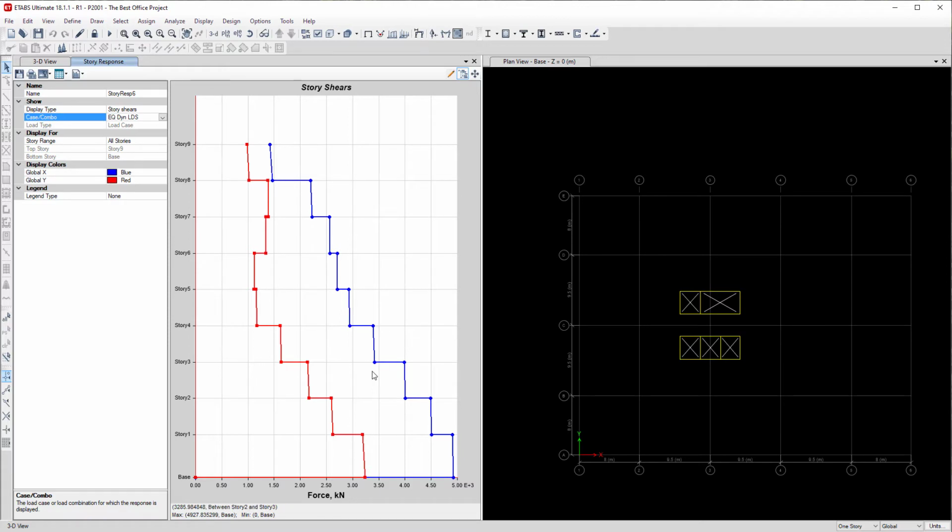Now, the width of this step is how much shear force is applied at each floor. So you can see here it's quite small. It's a bit high on the top because of the weight of the building that we have, the heavier roof that we have, and it reduces at the bottom.